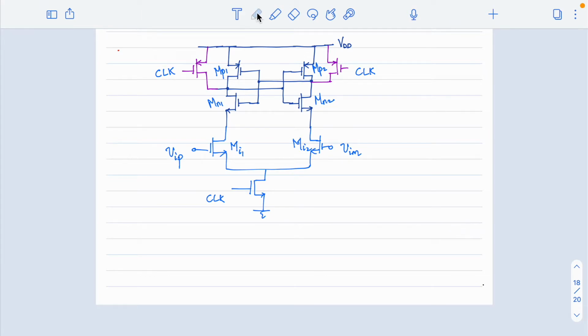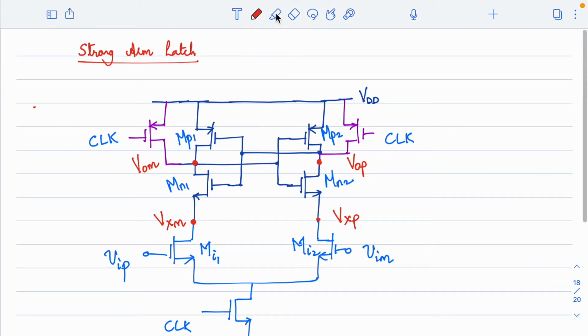Apart from this, I'll also mark the nodes. So these two are the output nodes. Let's mark this as VOM and this as VOP. All right. So let me mark another node here. So that's Vx. So this is M and this is P. All right. Now, I hope this circuit is clear.